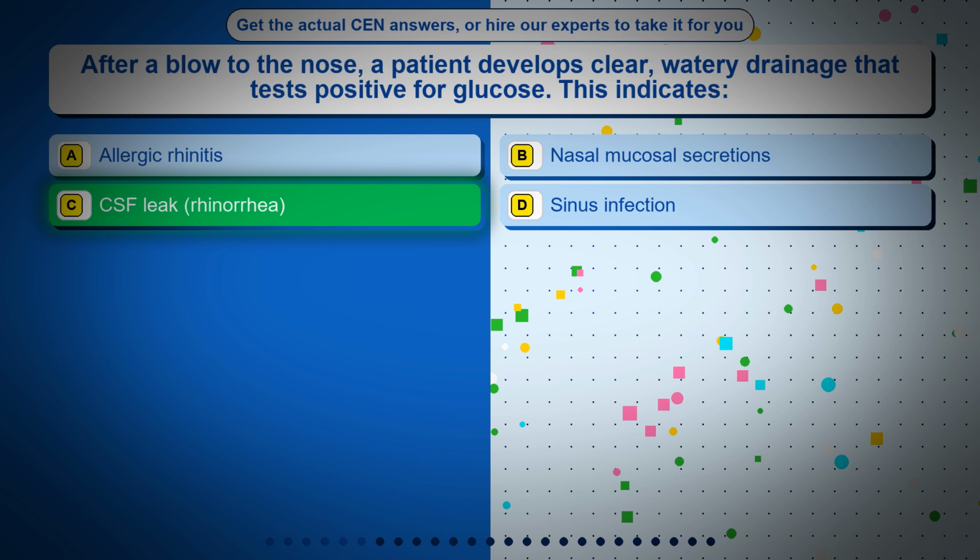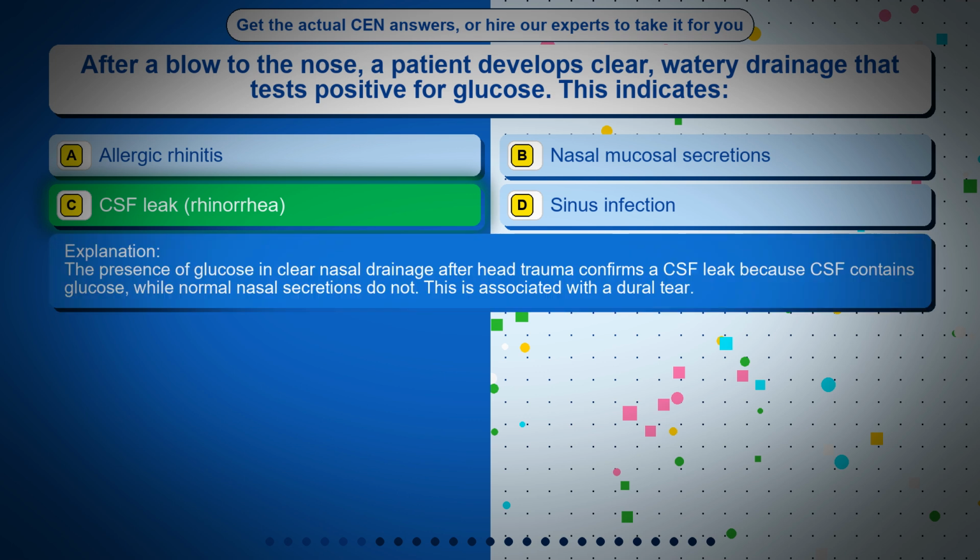CSF leak, rhinorrhea. The presence of glucose in clear nasal drainage after head trauma confirms a CSF leak because CSF contains glucose, while normal nasal secretions do not. This is associated with a dural tear.